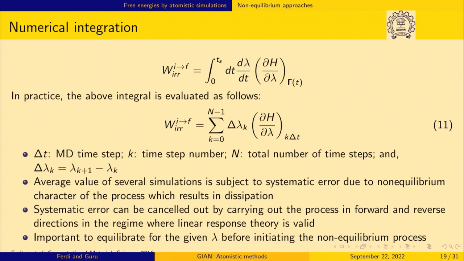So you have an MD time step and you have a total number of steps, and you start from lambda equal to 0 and you keep adding a delta lambda to it and you reach the final state. You do it using different switching times and you do several simulations, and those dissipation effects you try to account for, and this systematic error is cancelled out when you take the difference. And the most important point is to equilibrate for the given lambda before initiating the non-equilibrium process. I will also show you the script as well as some more details of the simulation.